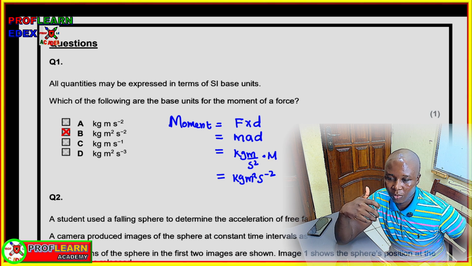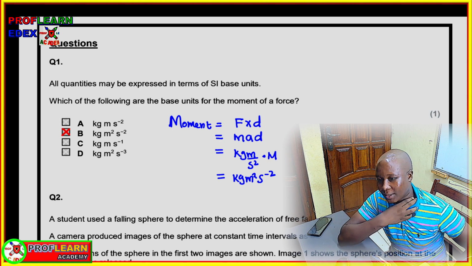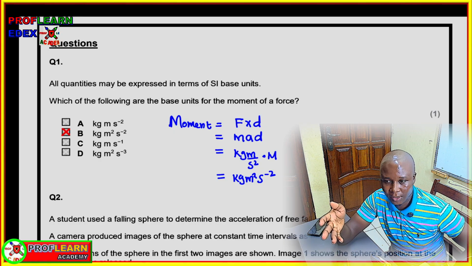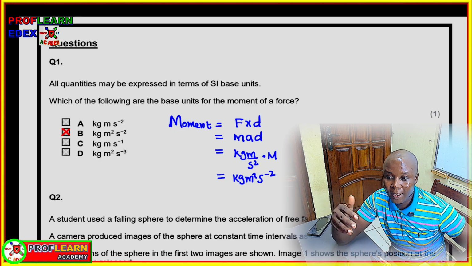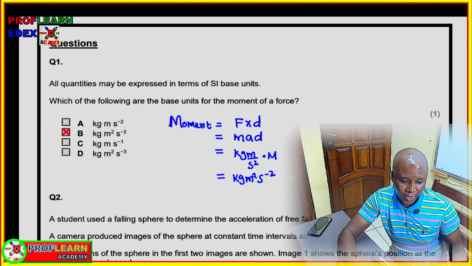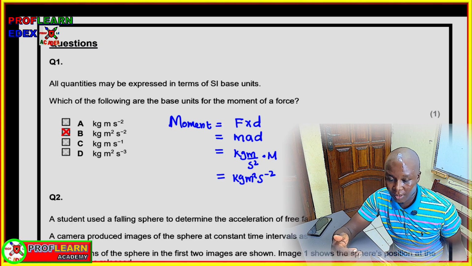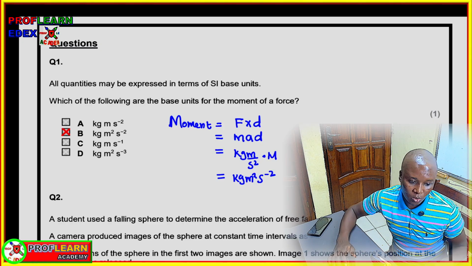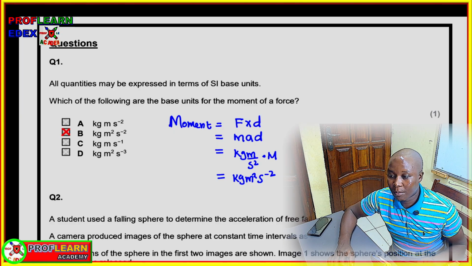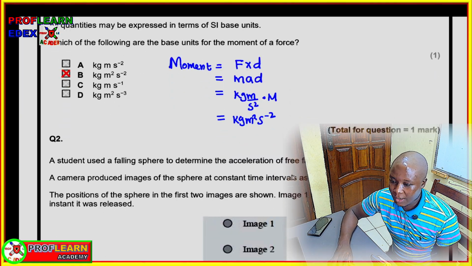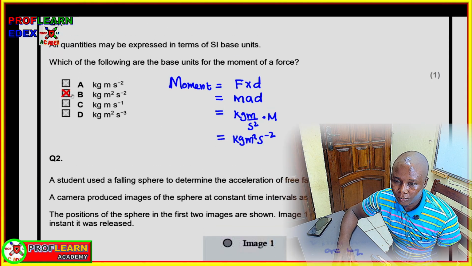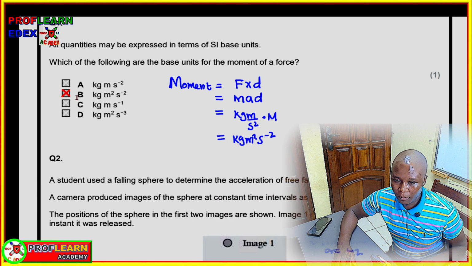For instance, moment is force times perpendicular distance, but we know force is mass times acceleration and distance is d. Then we substitute the units in so that we can simplify. You can see kg is the unit for mass, and acceleration is meters per second squared. That is why I did that, so that I can simplify it further, and I got B. B is the correct answer.